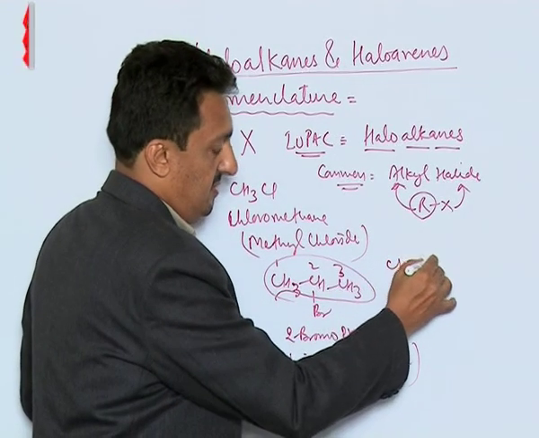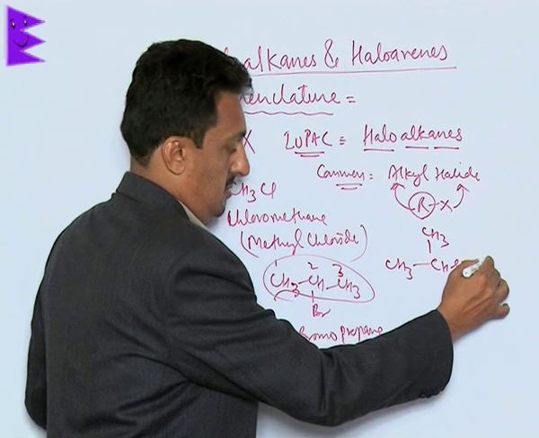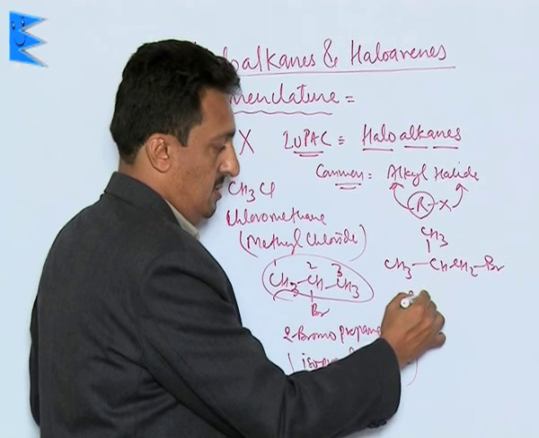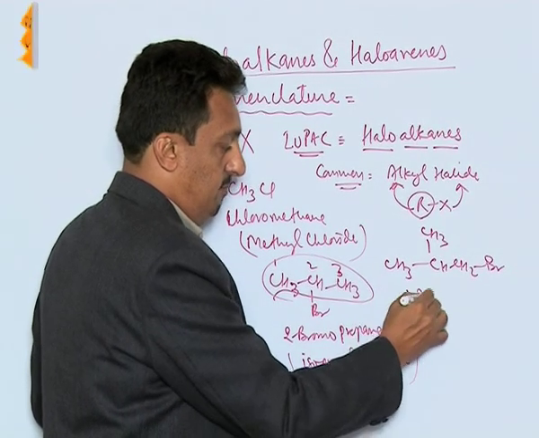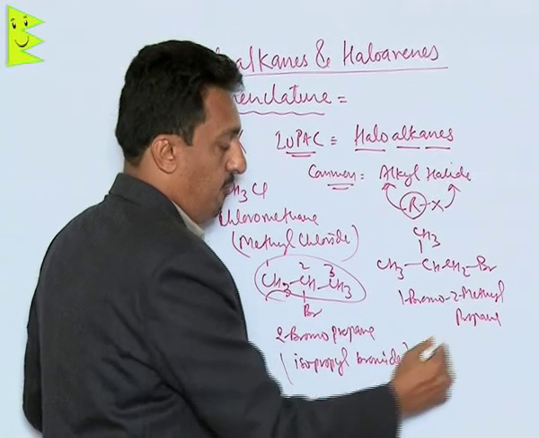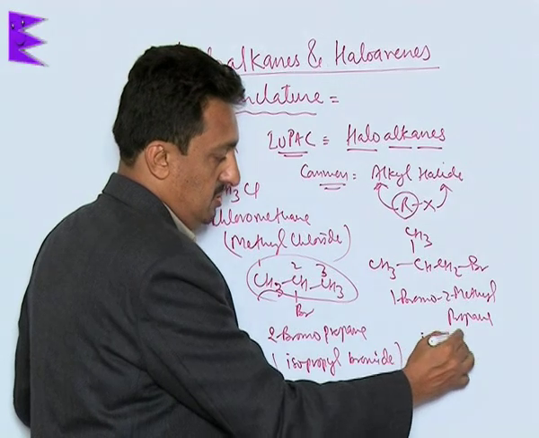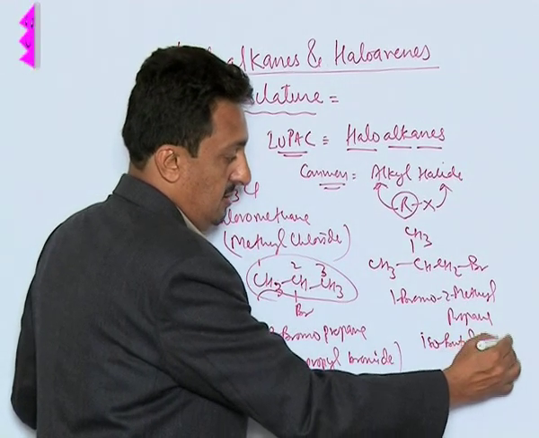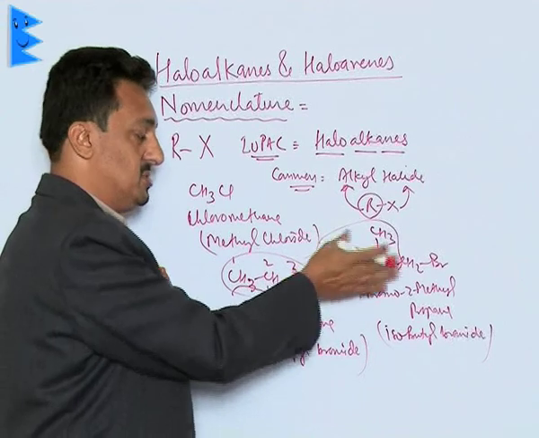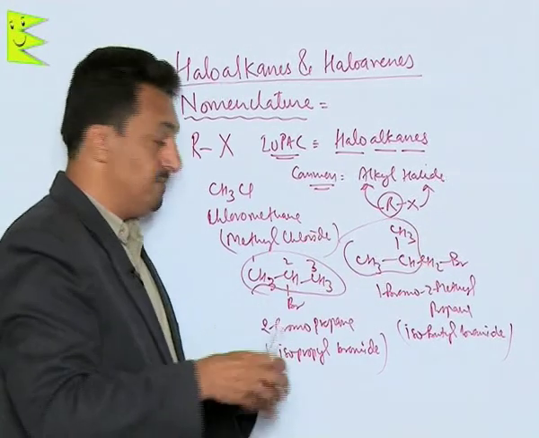Similarly, if we have this compound, it is called 1-bromo-2-methylpropane, whereas in common nomenclature it is called isobutyl bromide, because of this structure, this carbon chain is called iso, and there are 4 carbons, so it's called isobutyl bromide. So this is how we name them.